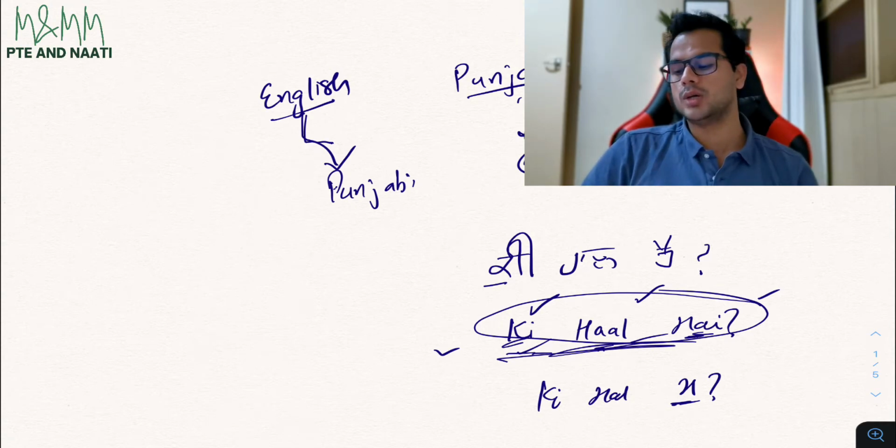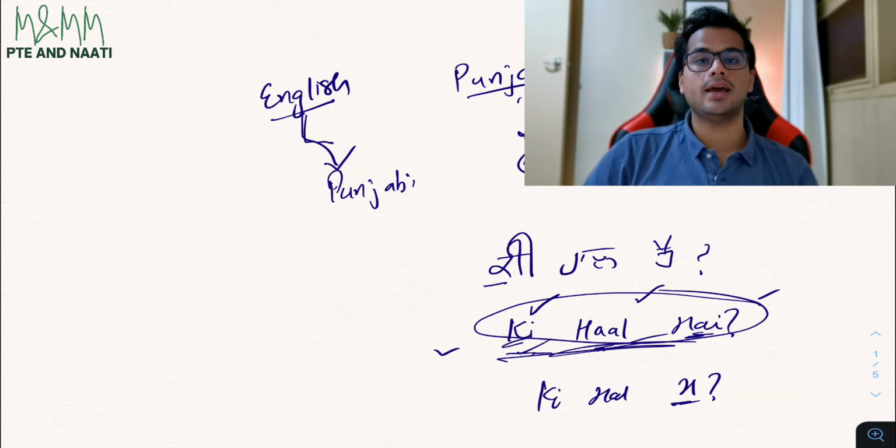For example, if you want to ask someone ki hal hai, you can even write it like this: "ki hal h". Hai can be written as just h. So it's very easy to abbreviate in English. That's my point. Whenever you listen to a segment, that's the very first strategy: forget Punjabi. We are not going to take notes in Punjabi at all. We are only going to take notes in English.